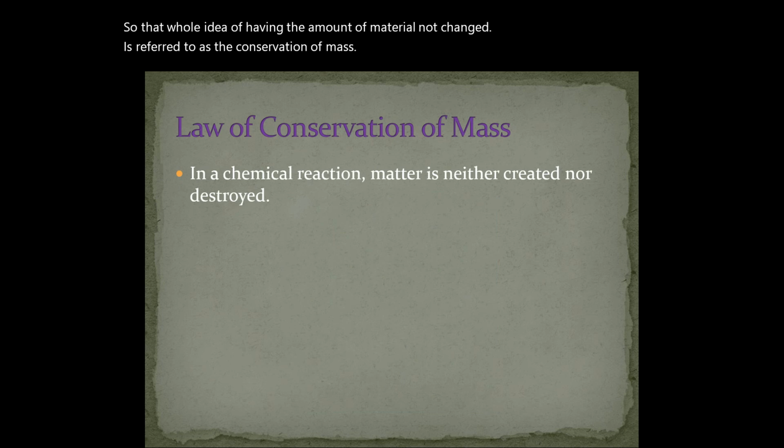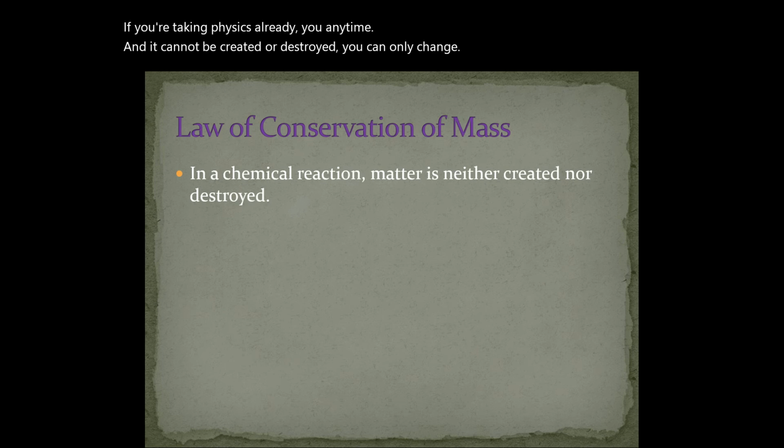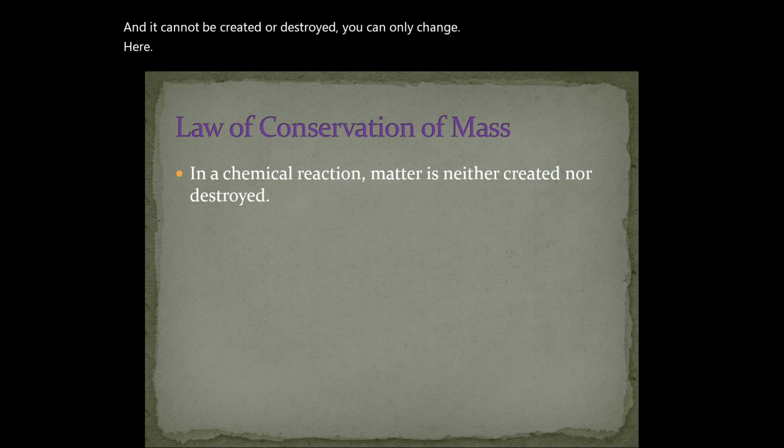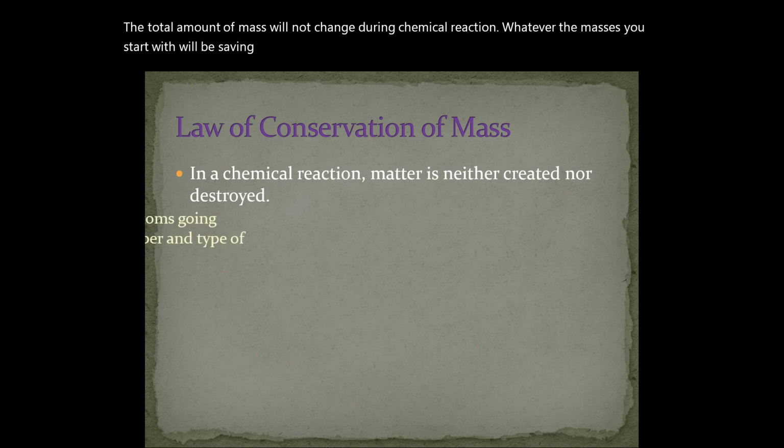In a chemical reaction, and if you've taken physics already, matter is neither created nor destroyed. It's very similar to the law of conservation of energy: energy cannot be created nor destroyed, it can only change type. Well, here, mass will not change. The total amount of mass will not change during a chemical reaction. Whatever mass you start with will be the same exact mass as you end with.